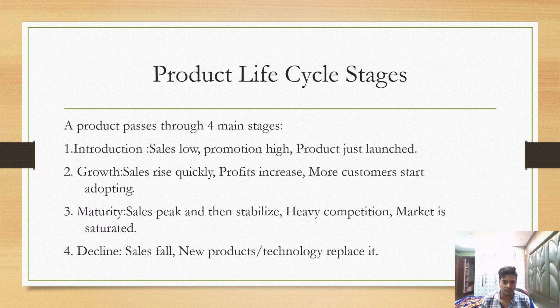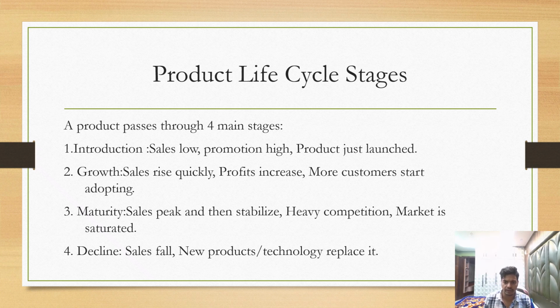Number two, growth stage. The second stage is called growth, which means the product is capturing the market, and there is a rise in sales and also in profit. More customers start adopting that product. Third stage is maturity, where the product reaches its peak level and faces heavy competition. The market is saturated. And the last stage is decline, which means sales fall and the product has no life in that market.